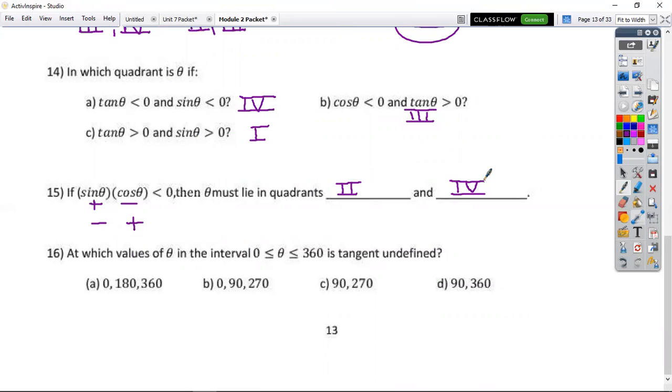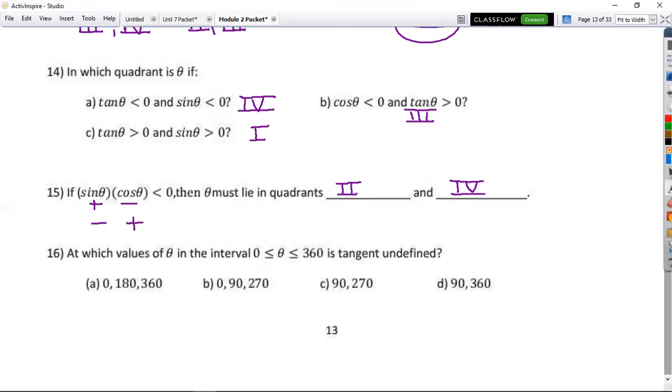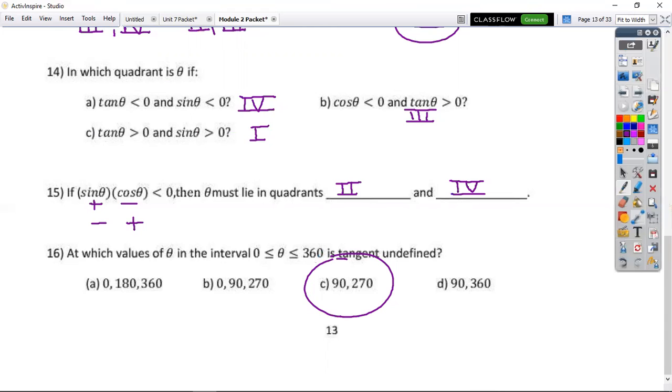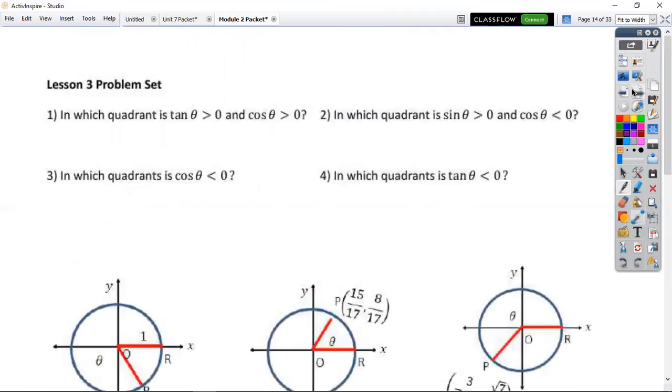All right, 16, who remembers? Where is tangent undefined? Excellent, 90 and 270, choice C. Awesome. Questions on any of that so far? Good, let's keep building. Now you get to do some drawing. I guess more drawing because you already kind of have them.